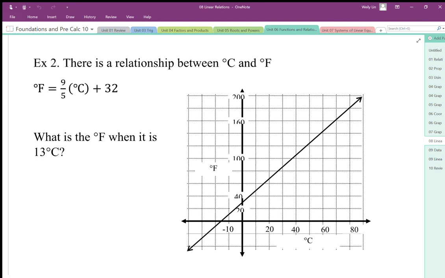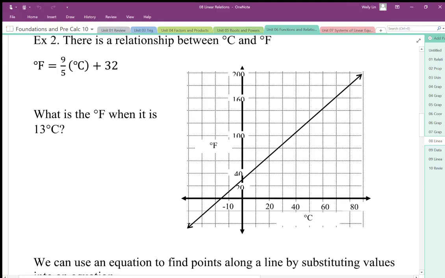Again, if we were in Canada, and we are in Canada, we may be given degrees Fahrenheit and we want to convert it into degrees Celsius. So then the Celsius would be dependent on the degrees Fahrenheit. But in this case, our input is Celsius, output is Fahrenheit.